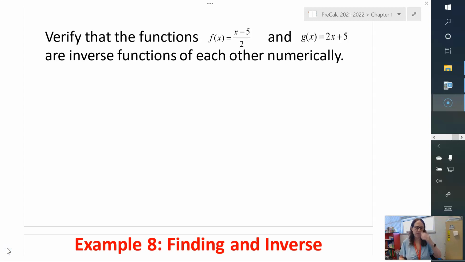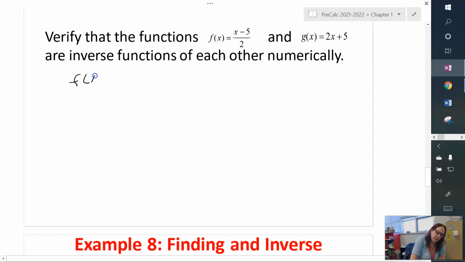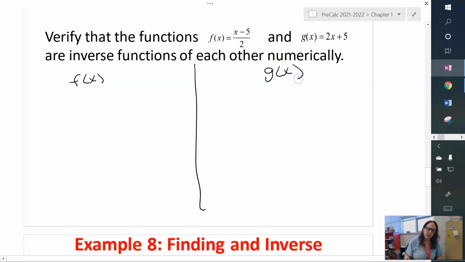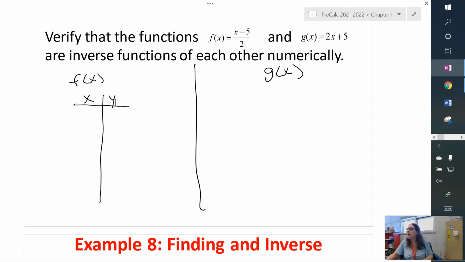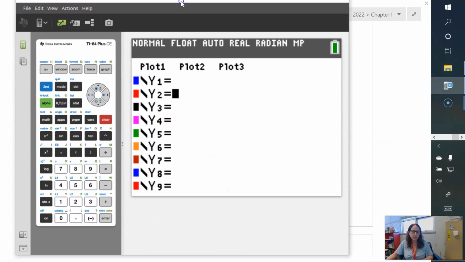All right, so we're going to verify these functions numerically using the tables on our calculator. So I'm going to do f of x here, and I'm going to do g of x here. Now for f of x, I'm going to graph that on my calculator, and I'm just going to write down the xy table that I get. So grabbing my calculator, just clearing all that out.